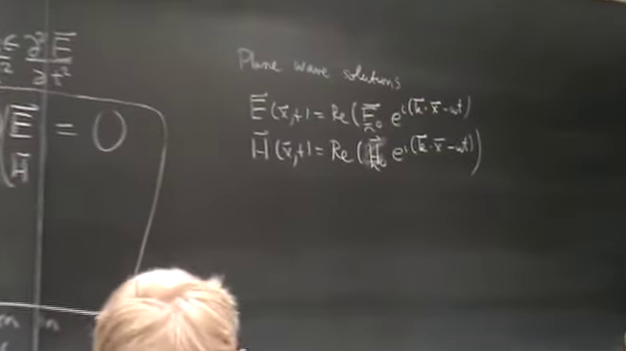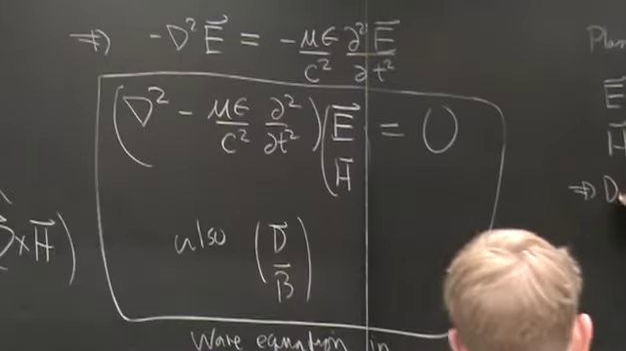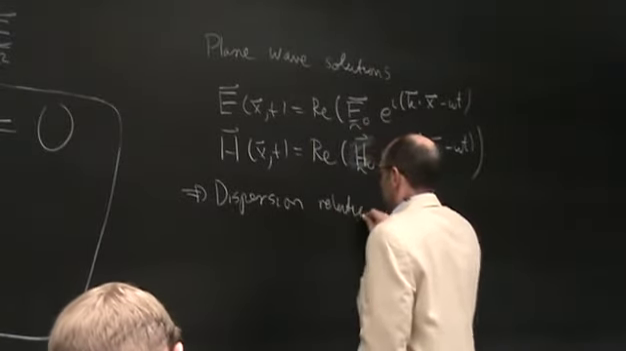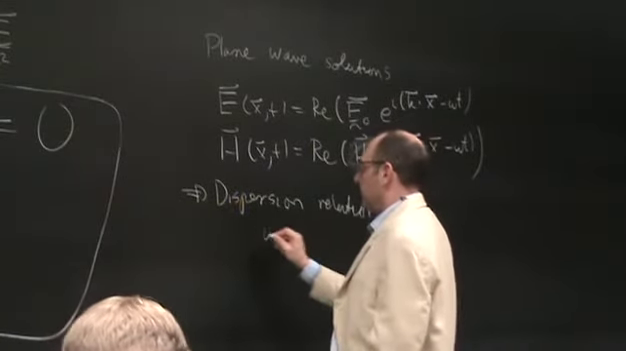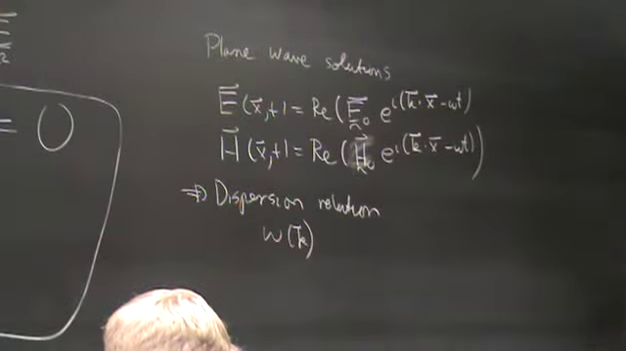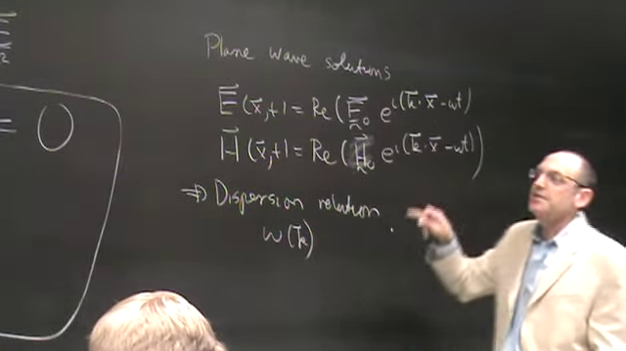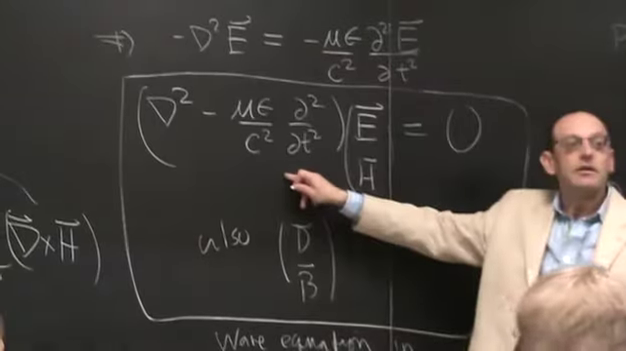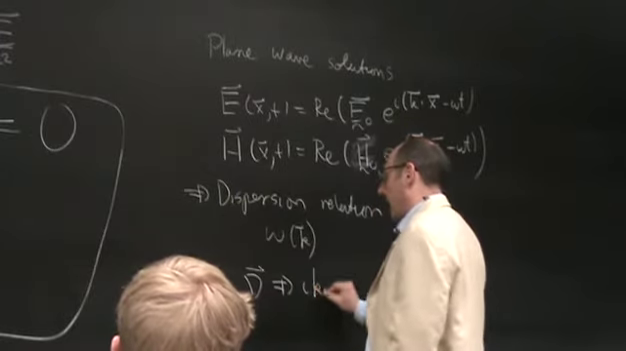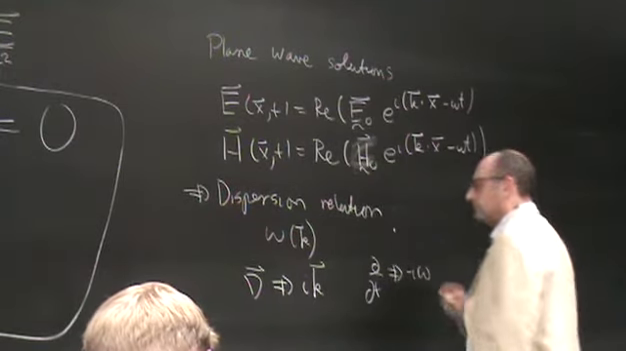So the first thing we get when we plug this in here is what we call the dispersion relation, which is the relationship between omega as a function of k or k as a function of omega. How do we do that? Well, we just plug the complex representation into the wave equation. And so what happens when we plug that in is every del becomes an ik, and every d by dt becomes a minus i omega.